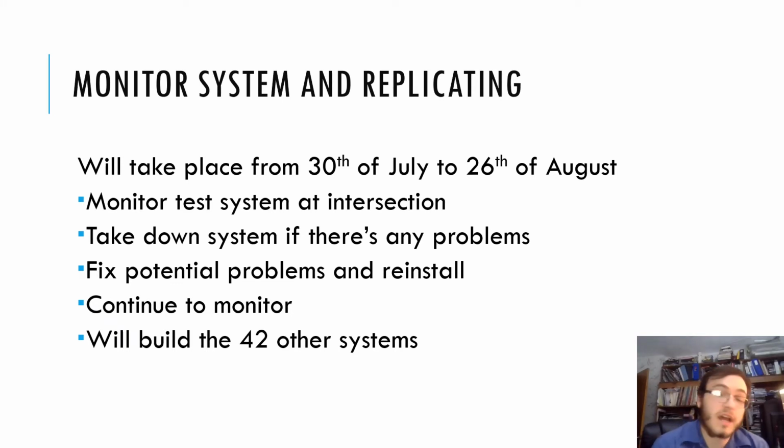From the 30th of July until the 26th of August, we monitored the system and built the other units for the intersections. At this time, we did have to take down the system when one of the motion sensors fell off and put the shell on. After that, we continued to monitor the system, and we found that there were not many problems, and we did build the 42 other systems.